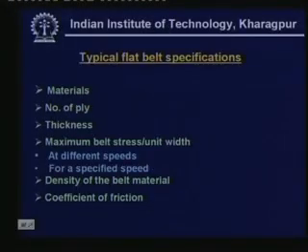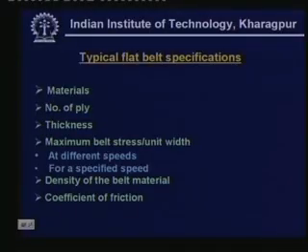Coefficient of friction, as you know, will again be required in the basic equation, and this coefficient of friction obviously depends on two things. One is the belt material, another is the pulley material. Say the pulley material is cast iron and the belt material is leather. So, there will be a coefficient of friction stated for leather and cast iron, and the situation will vary whenever the materials of the pulley or the belt change.